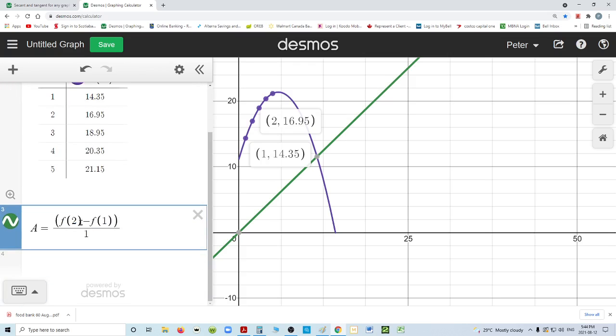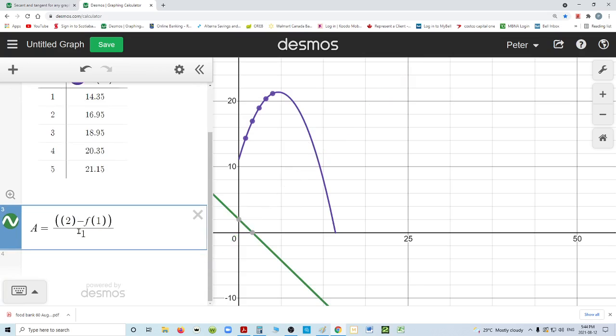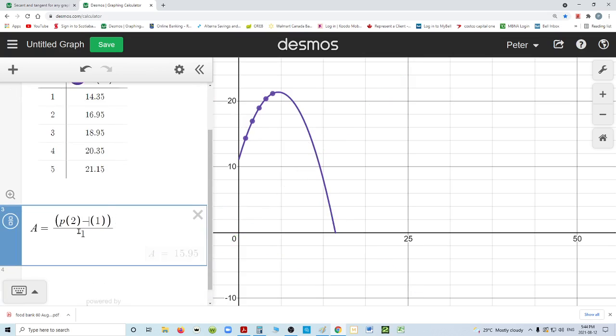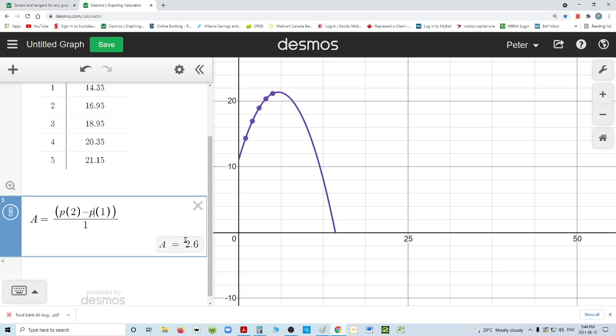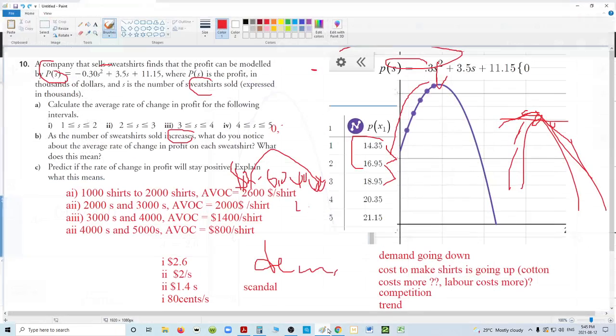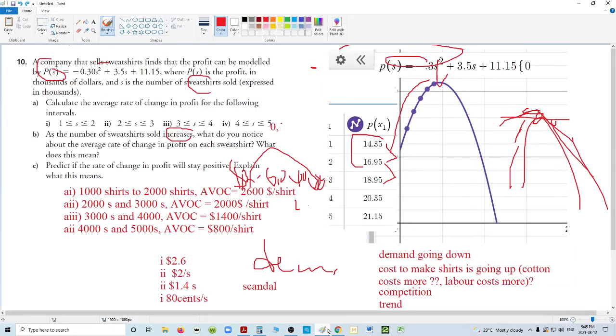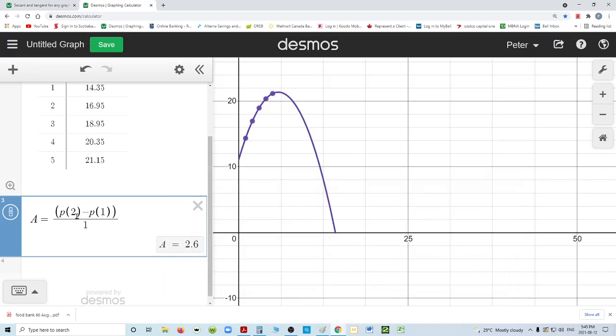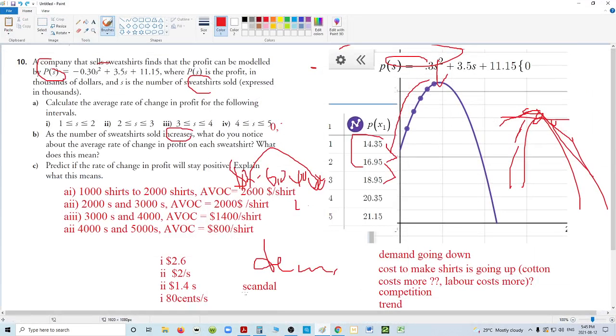Was it F? No, sorry, it's P of S. I've got to do P of 2 minus my P of 1. And it's going to give me the slope, 2.6, and I think that's what we found. Let's see, it'll be on my drawing. Yeah, 2.6 was the first thing we found. And then I can do it again for P of 3 and P of 2, and it'll calculate it for me as well. And that's what we found as well, that it was 2. See, down here, 2. Next one should be 1.4.